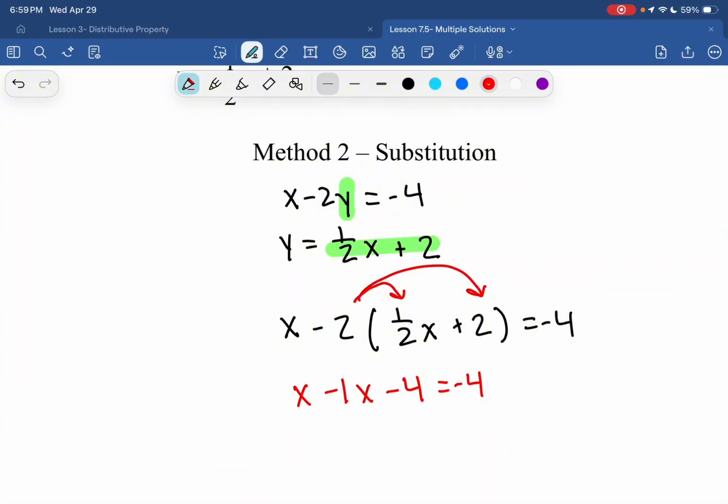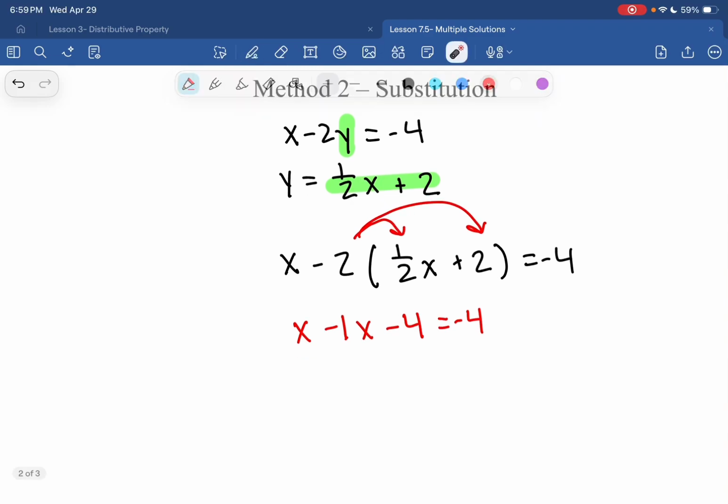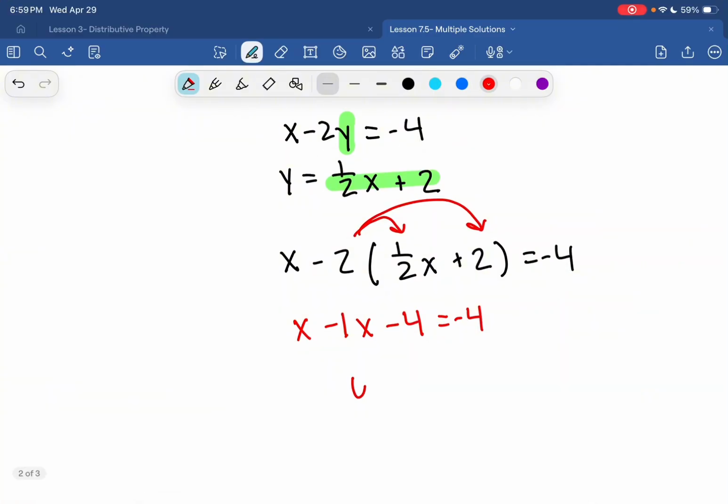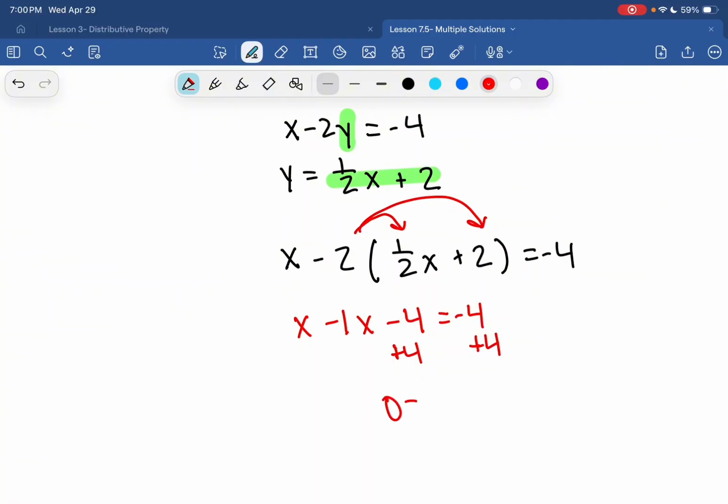Okay, I need to have my variables on one side and my numbers on the other, right? So let's combine like terms. Well, if I have 1x minus 1x, well shoot, I don't have any x now, right? I just have 0. And then if I add 4 to both sides, due to the additive inverse property, I now have 0 equals 0. So that is how you know that you have a system with infinitely many solutions. You should get 0 equaling 0.